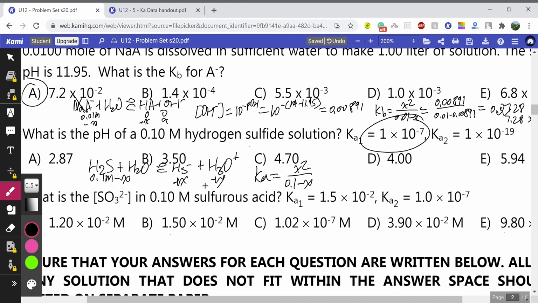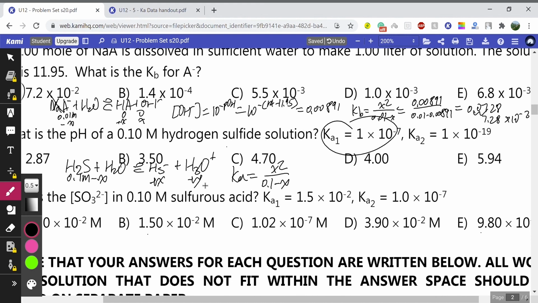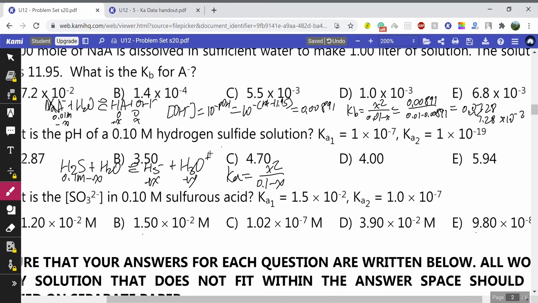Now it told us the K, and how do you know which K to use? Well, this is going to be K1, and K2 will be HS minus plus another water to form another H3O plus and S2 minus. So this is the first step in the reaction, so we'll be using K1, and K1 is equal to 1 times 10 to the negative 7th.